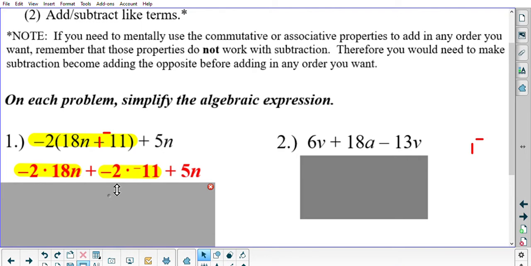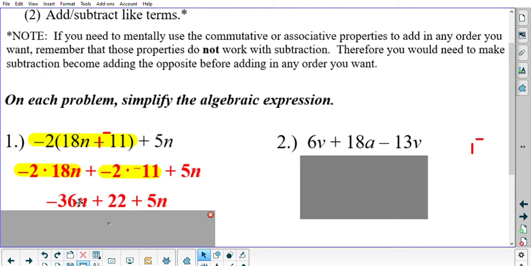Now, before you start adding like terms together, I know some of you are like, oh, we're going to add 18n and 5n. No, no, no, no, no. Order of operations says finish multiplication before you add. So we need to finish. Negative 2 times 18n would be negative 36n. And also, negative 2 times negative 11 is positive 22.